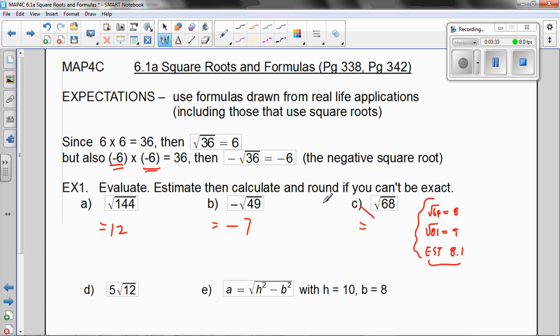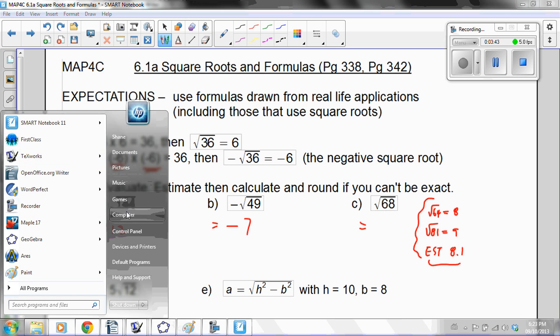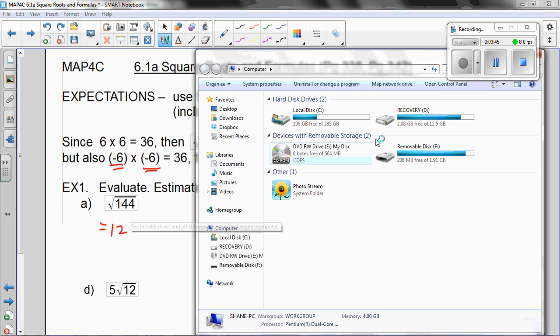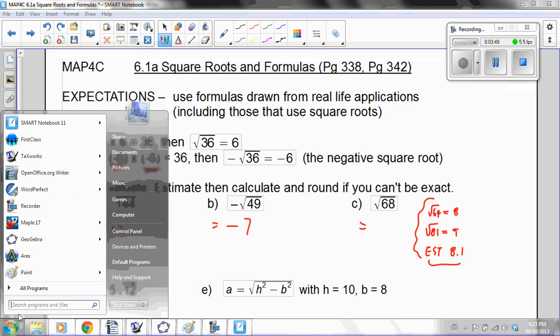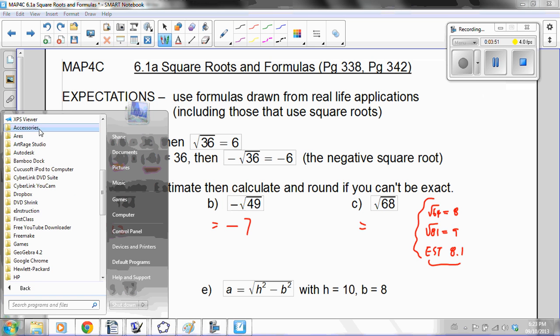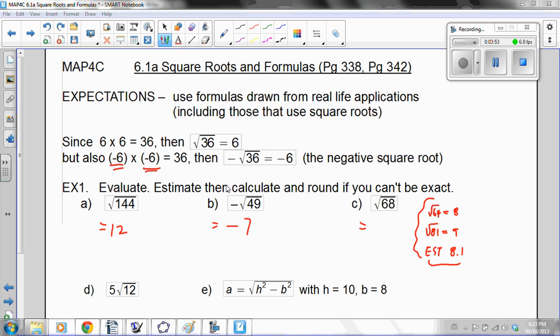And then you fire that into a calculator. Let me see if I can find my calculator. Is it open? It's not open. I'll have to find my calculator. Is my calculator on my list? No. Oops. Open my calculator. Accessories, calculator, there we go.